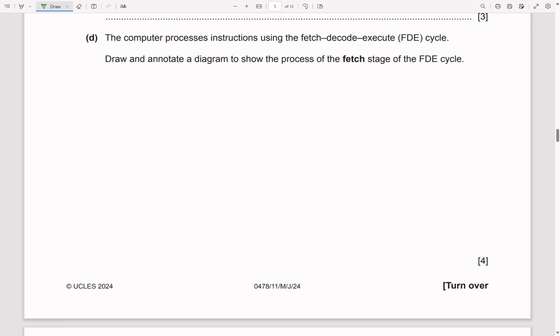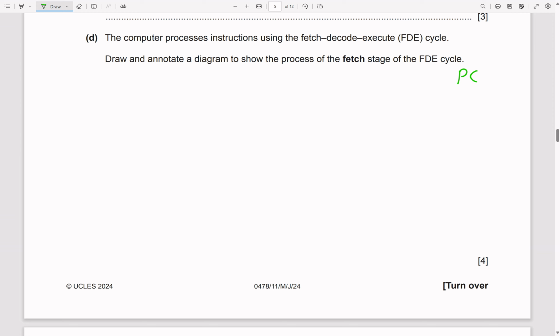Right, the computer processes instructions using the fetch, decode, execute cycle. Draw and annotate a diagram to show the process of the fetch stage of the fetch, decode, execute cycle. Right, so this one's a bit difficult. Let's just try and draw this out.